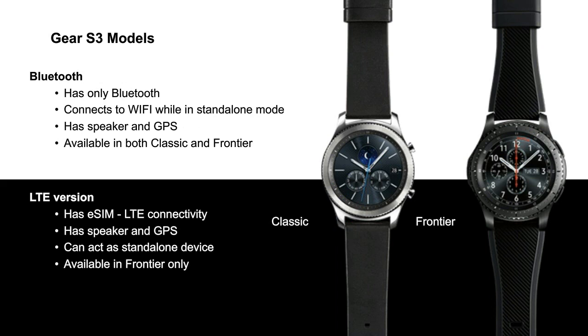Similarly, Gear S3 comes with two different looks and feels. We have Classic and Frontier. Classic comes only in Bluetooth, and Frontier comes in both flavors, either Bluetooth or LTE version. So the only difference is that all Gear S3 devices, irrespective of the models, have a speaker and GPS chip in them. So you can develop applications which require more accurate location information, or you can also have a music player application, so it does not have to depend on the phone to hear music or anything like that.